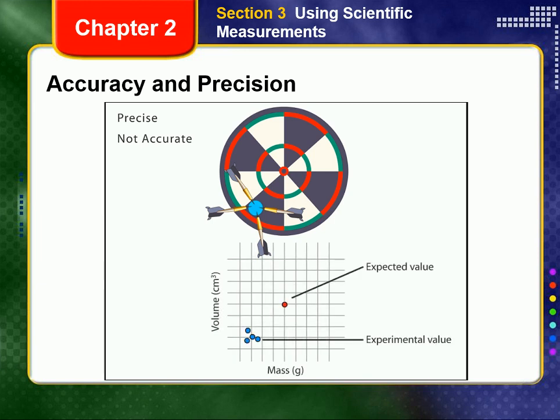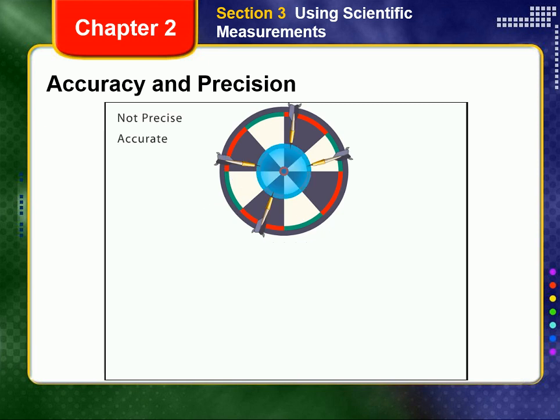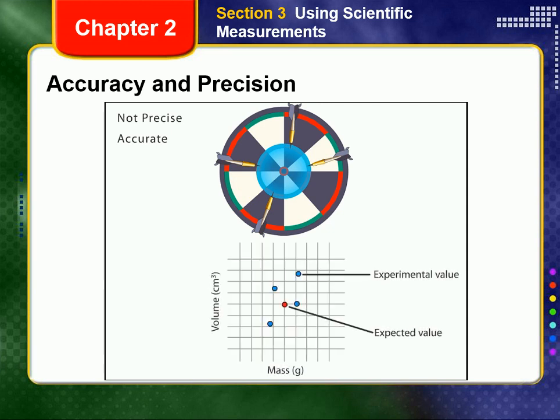Here are the results of another researcher's experiments. These results are precise. The data points are clustered close together, but not accurate. Each of these darts landed reasonably close to the bullseye, but the throws are not clustered together and are not precise. In this experiment, the results would average to a value close to the expected value, so they could be considered accurate. They are not, however, precise.